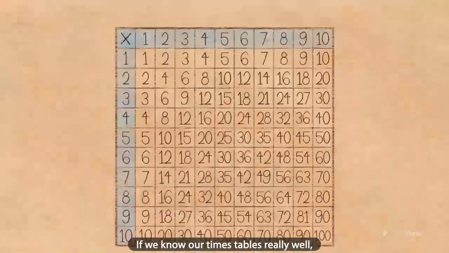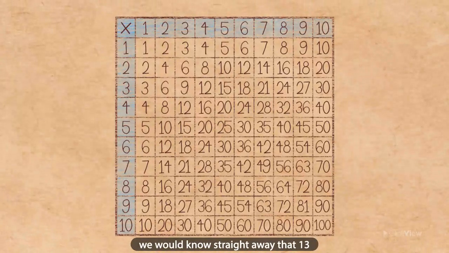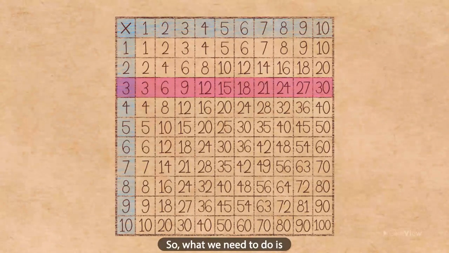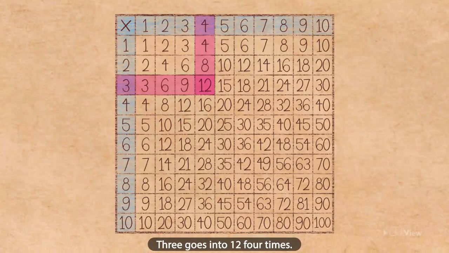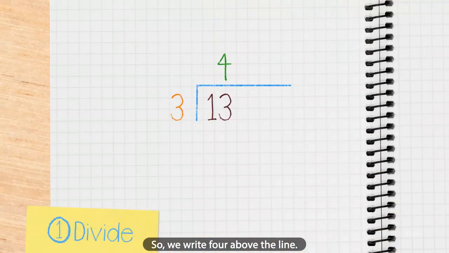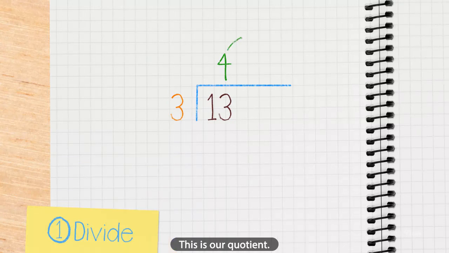If we know our times tables really well, we would know straight away that 13 can't be divided equally by 3. So what we need to do is find the closest number to 13 that 3 can go into equally. The closest number that 3 can go into equally is 12. Three goes into 12 4 times. So we write 4 above the line. This is our quotient.